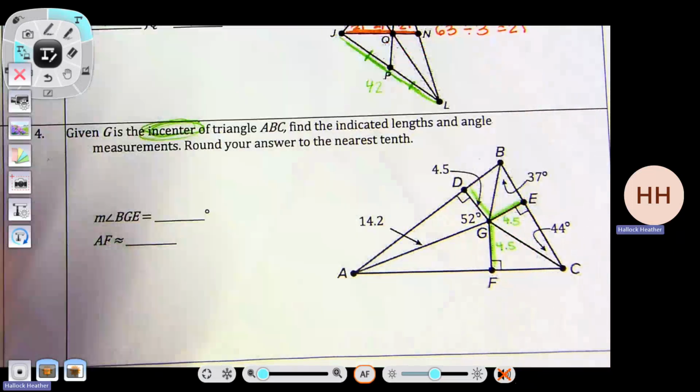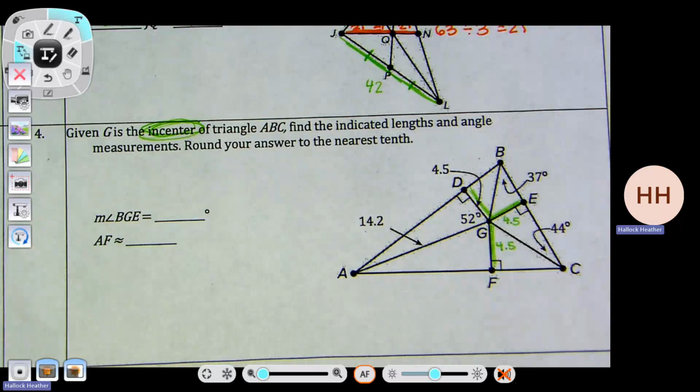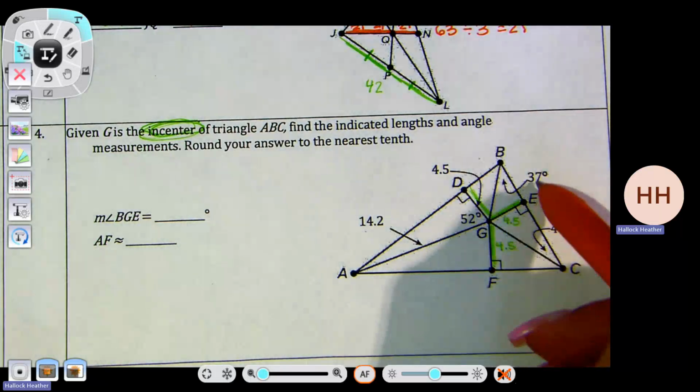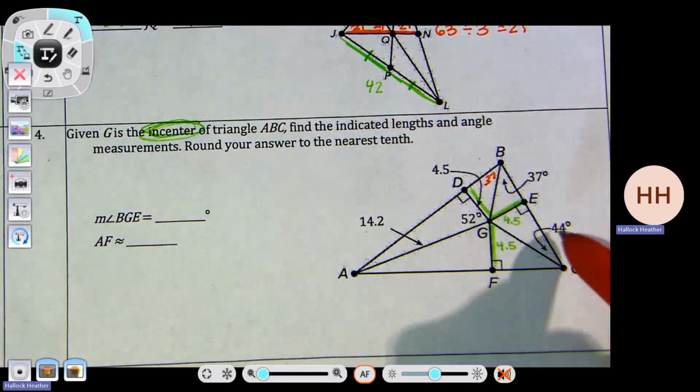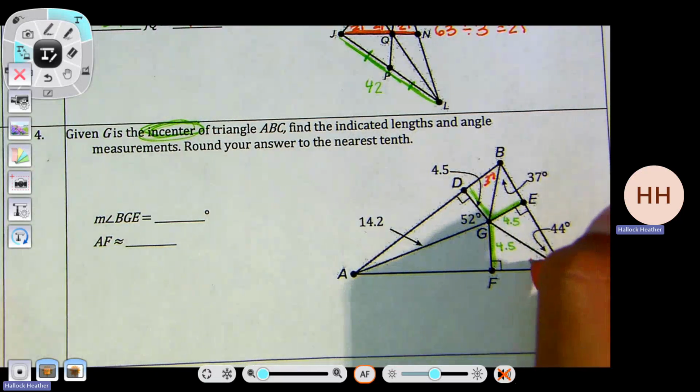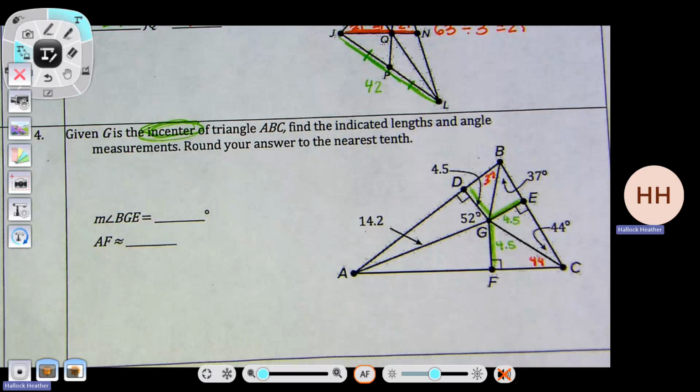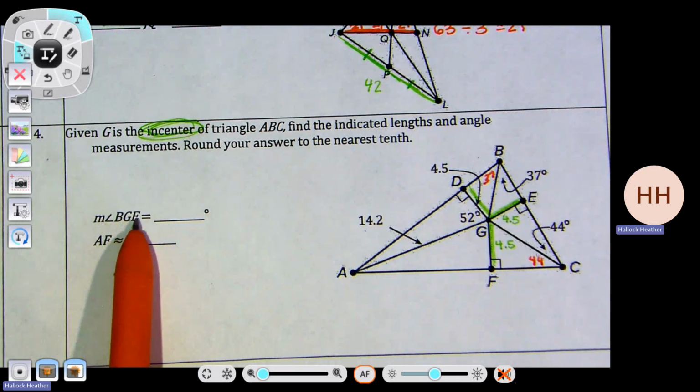All of those lines are 4.5. The 37 technically is an angle. I can move the 37 over here because it's an angle bisector. This is 44. I can move 44 over here because it's an angle bisector. So I need to find the measure of angle BGE.